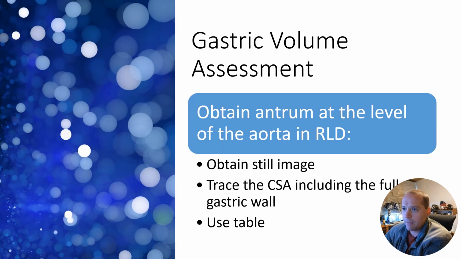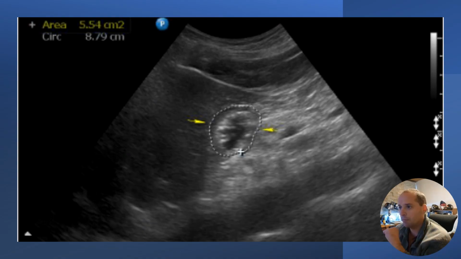You don't need to do the math. There's actually a table for it. One thing to include is to make sure you're aware that age is a big part of that as well. So here's how we're going to do this. We're going to obtain the antrum at the level of the aorta in the right lateral decubitus position. We're going to freeze the image, and then trace the CSA, the cross-sectional area, including the gastric wall. Remember, it's multi-layered. Then you're going to use this table.